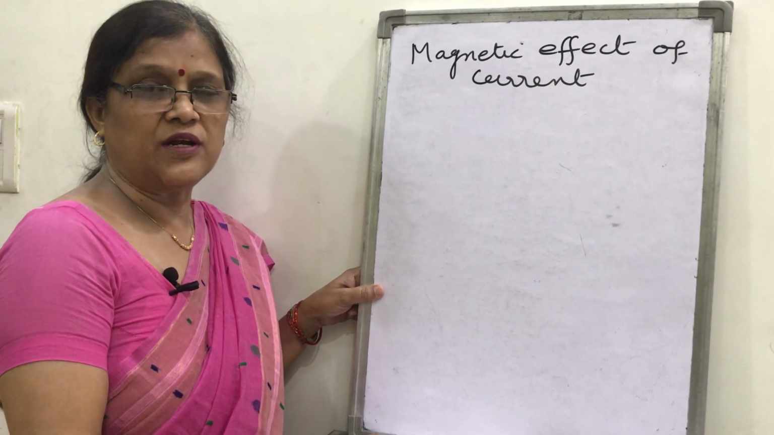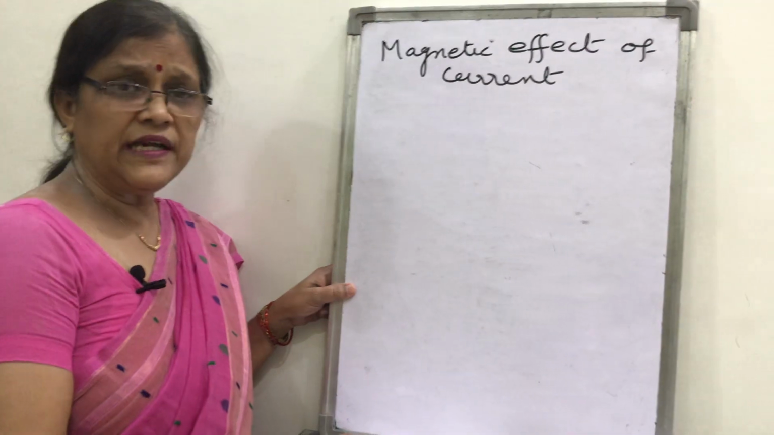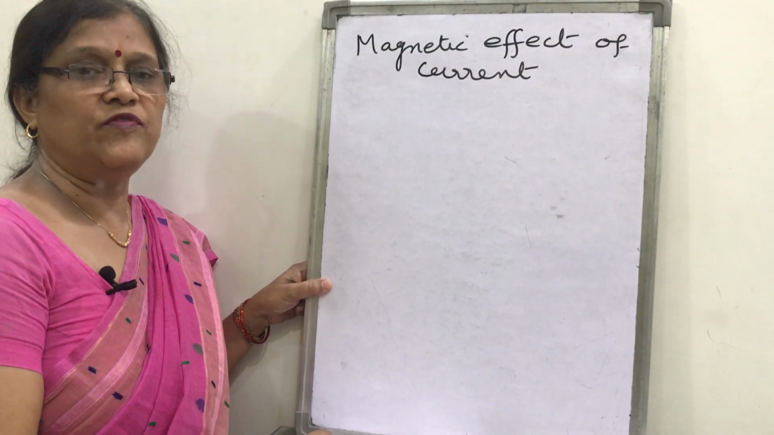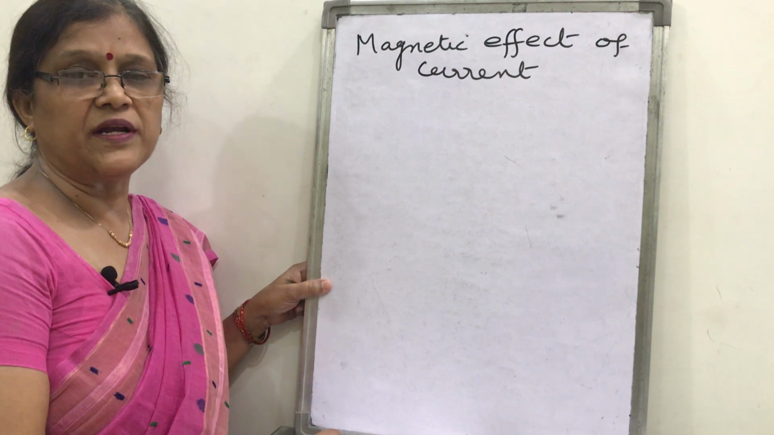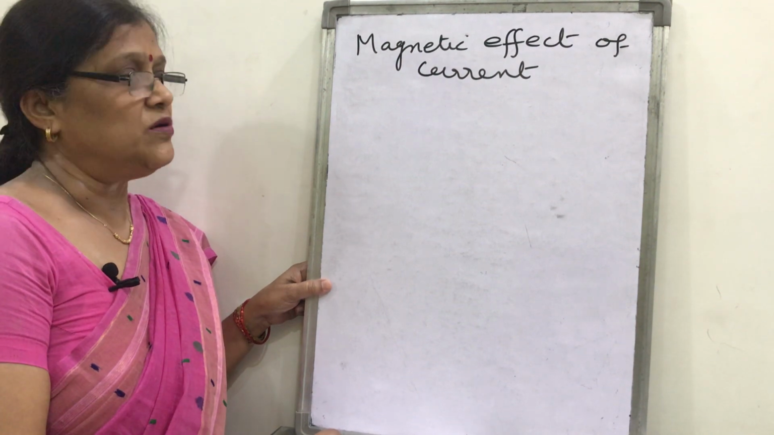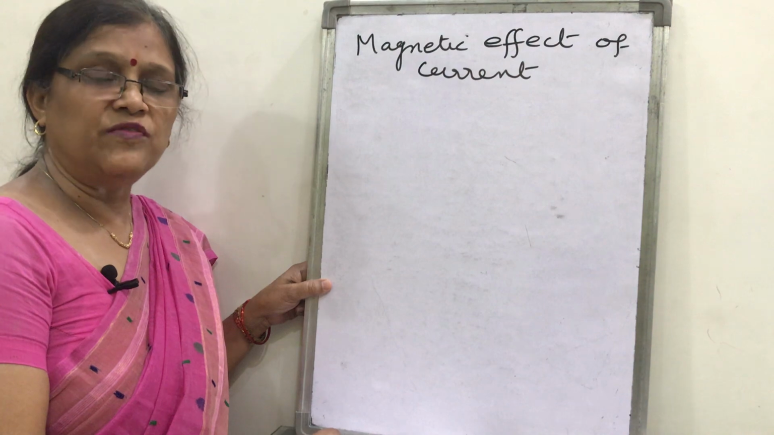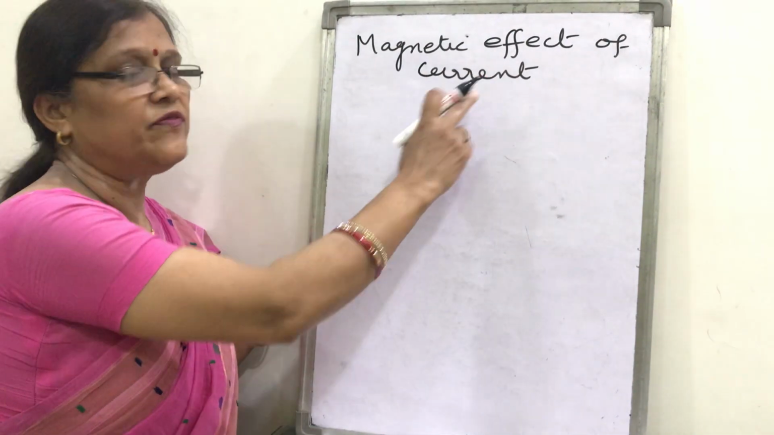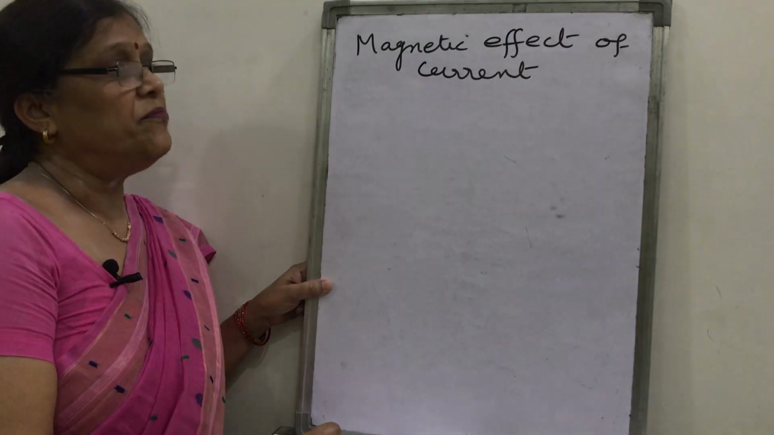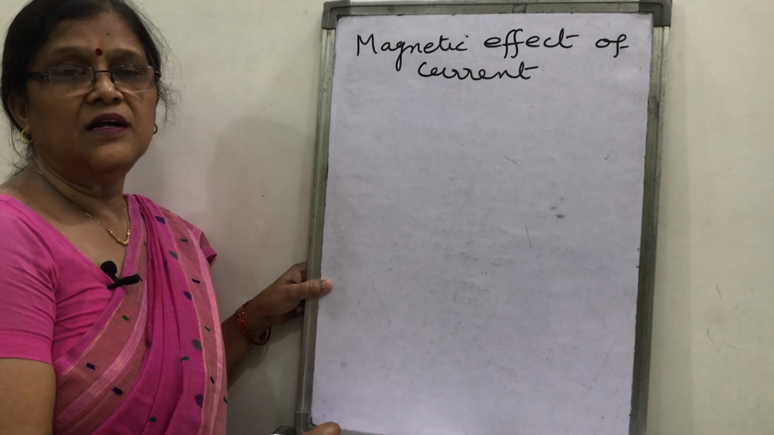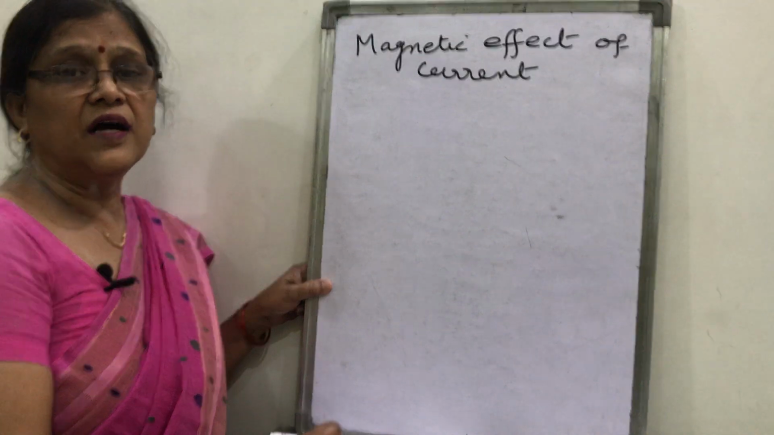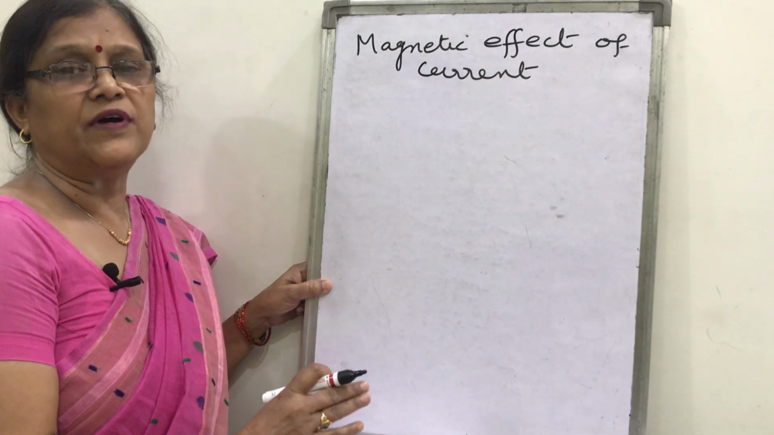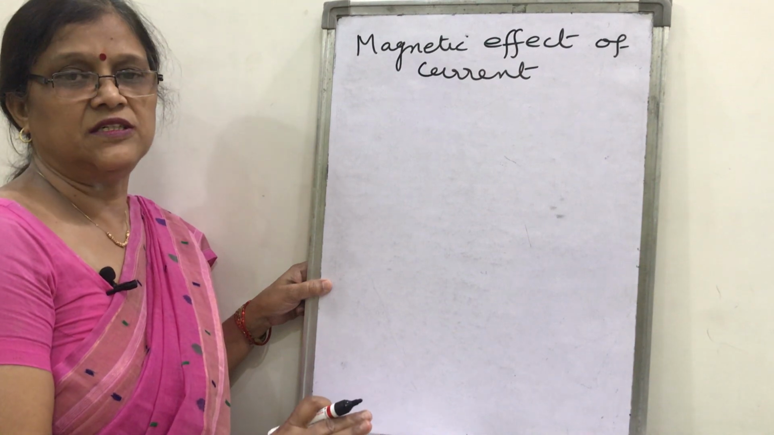It is also a vector quantity, that is, it has a direction, and how much magnetic field there is at any point around a current carrying conductor or moving charge can be calculated. Let us discuss the magnetic effect of current. Magnetic effect of current means we are going to deal with the magnetism produced due to the flow of current or the motion of charge.